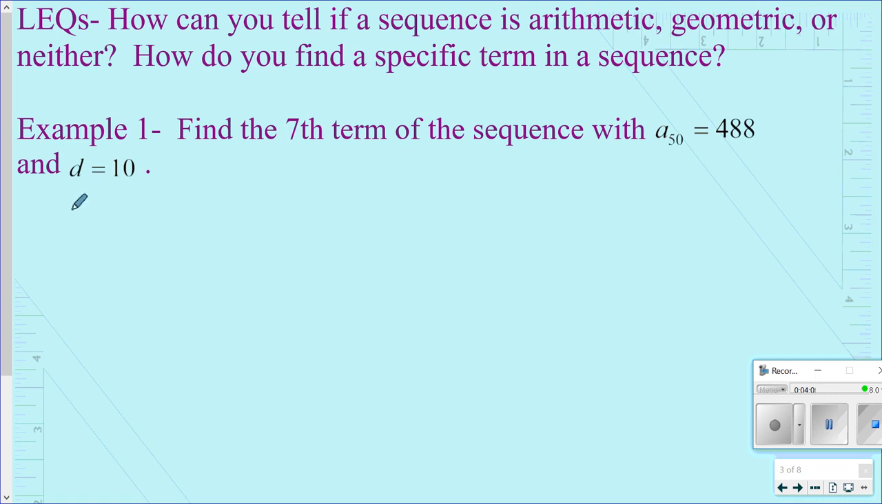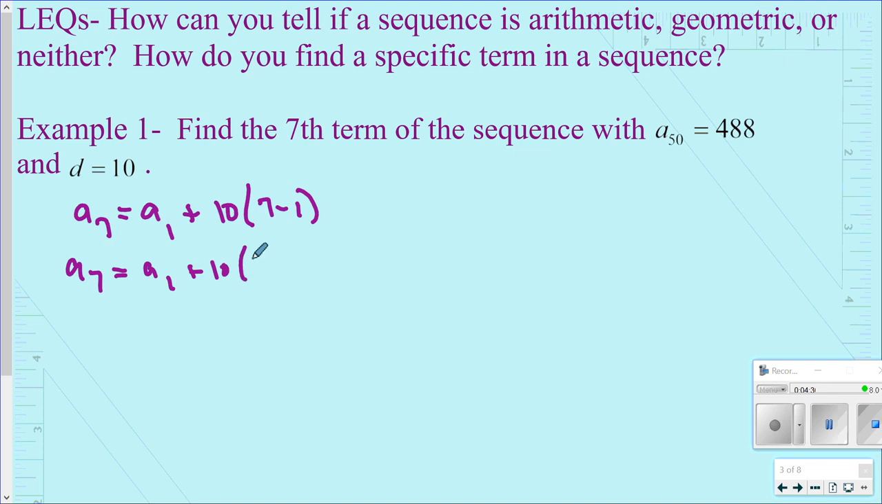Notice if I want to try and use my explicit arithmetic formula, I would start off writing a sub 7, because that's what I want, equals the first term, a sub 1, plus 10 times 7 minus 1. So I have the 7th term is equal to the first term plus 10 times 6.